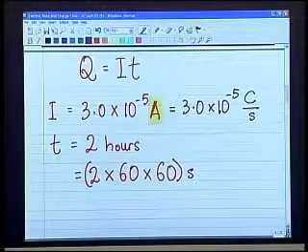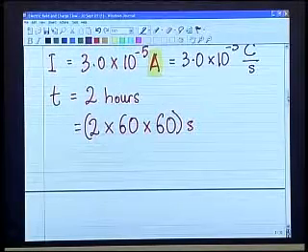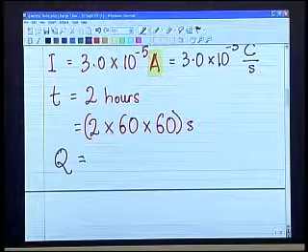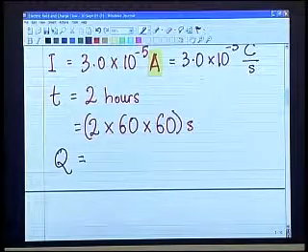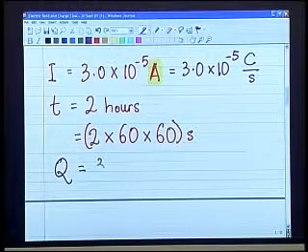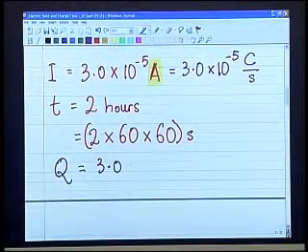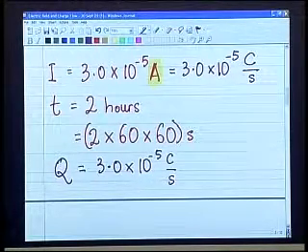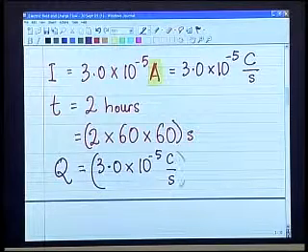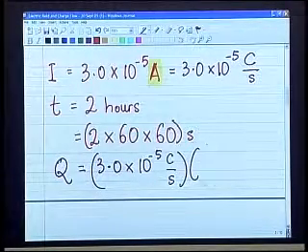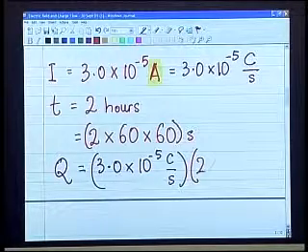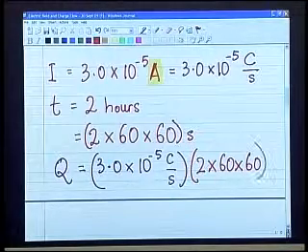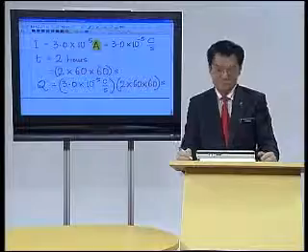All right, so far so good? Now I would use Q equals IT, what I wrote earlier. Now what is I? I will write down 3.0 times 10 to the power of negative 5 coulomb per second. I will multiply this by 2 times, excuse me, 60 multiplied by another 60, and this is in seconds.